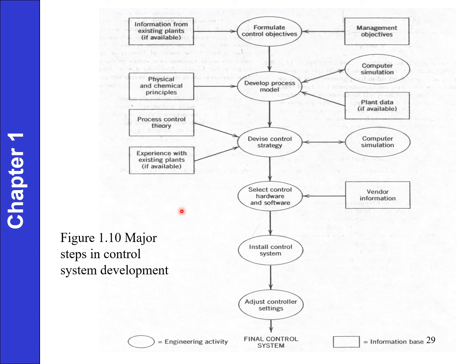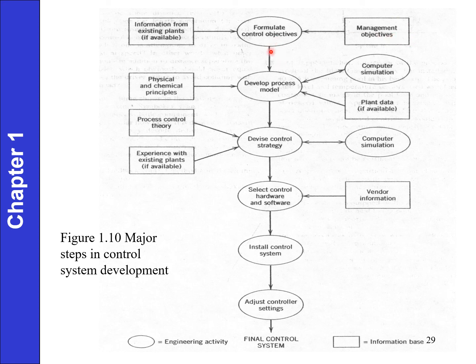Figure 1.10 shows the major steps in control system development. The first thing is the control objective. Okay, the engineering activities are in an oval shape, and the information base is a triangular shape. So we get information from existing plants, if available, or maybe from our design, and then we formulate our control objective, and this is the management objective.